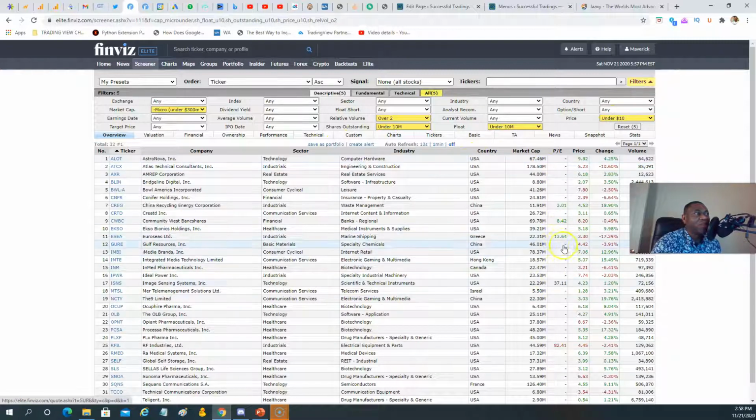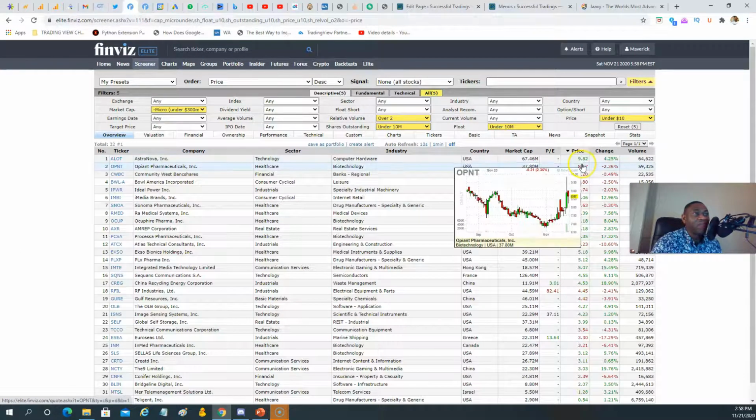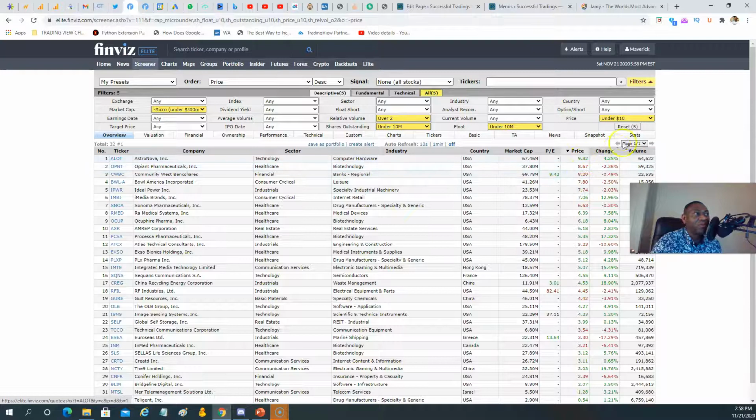So we have the list on here, and in terms of the price, you can click on here to rank them from lowest to highest. So the highest stock on here is $9, but they all have the property that they are below $10. They have a float of under 10 million shares. The relative volume is greater than 2, and they are part of the macro in terms of the market capitalization. So then you have it.